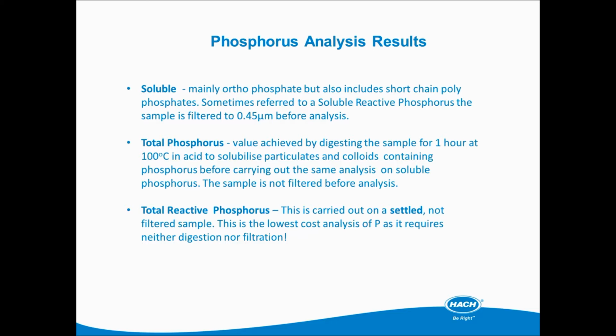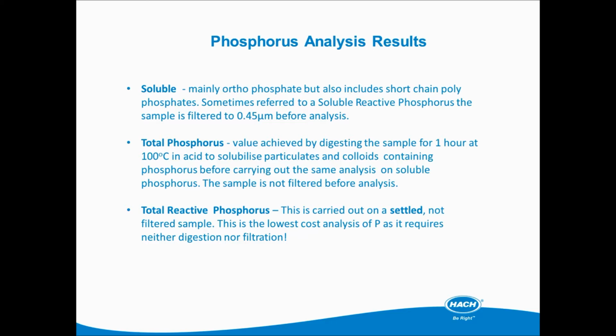Now, there's a third parameter which has come to the fore, and that's total reactive phosphorus. This is an orthophosphorus analysis carried out on a settled but not filtered sample. So the sample analysed will contain some suspended particles that are slow to settle. Some of these particles will be hydrolyzed into orthophosphate by the acidic solution used in the phosphate test, but there is no digestion step to complete.